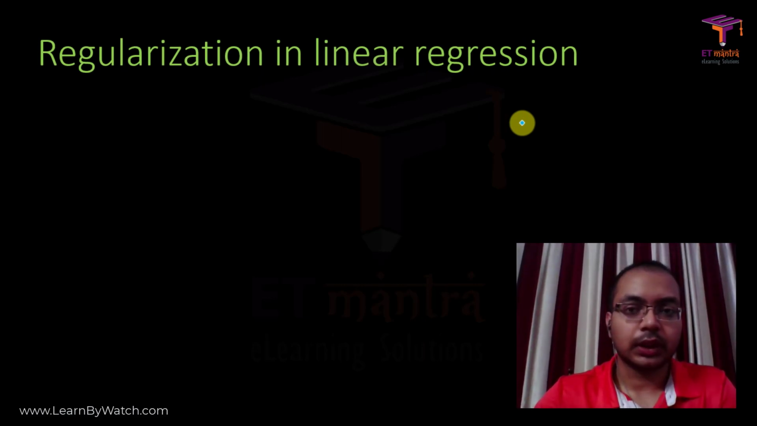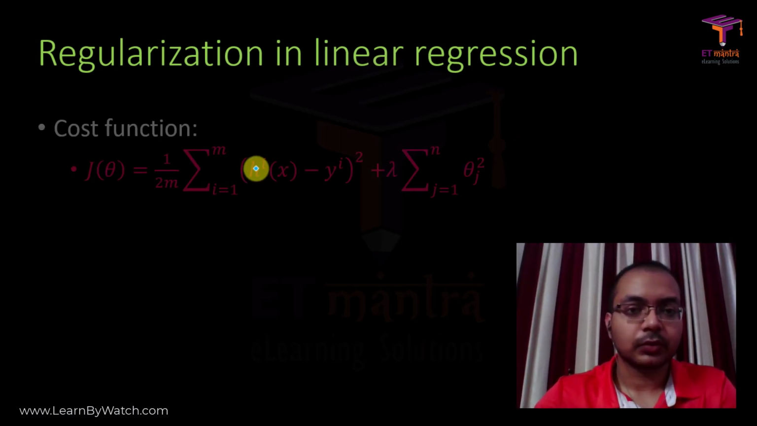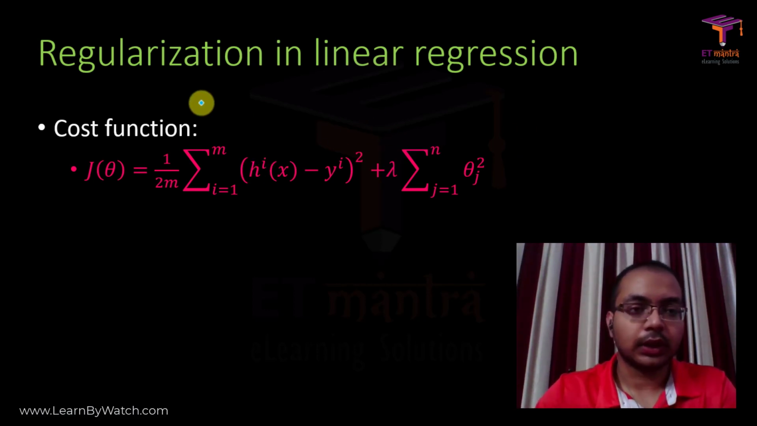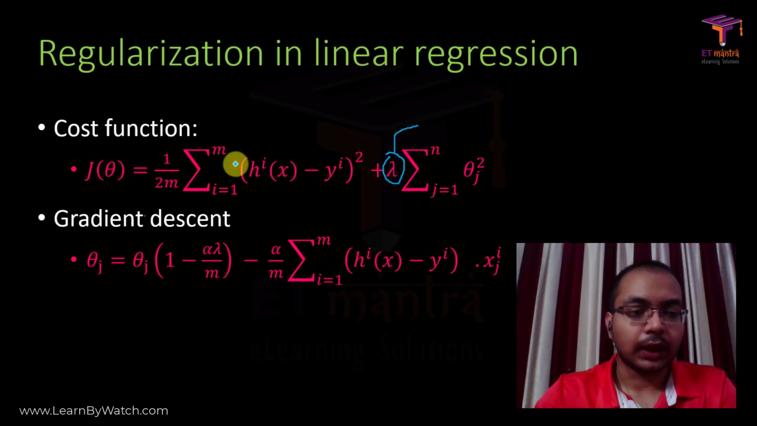For that we use regularization. And if we use regularization in linear regression, then we have our updated cost function as this. Here we have a new parameter which is known as lambda. Lambda is known as the regularization parameter. So this helps in regularizing our model. And we also have our updated gradient descent formula. Here also you can see the term lambda.